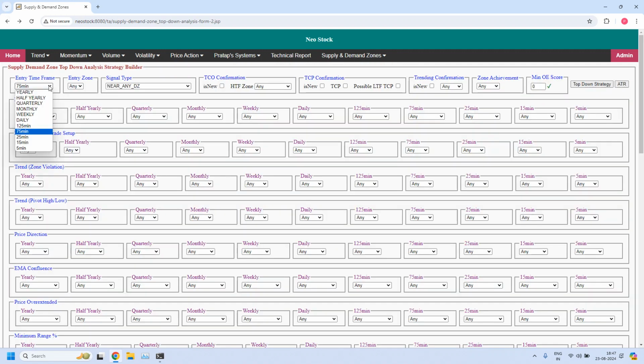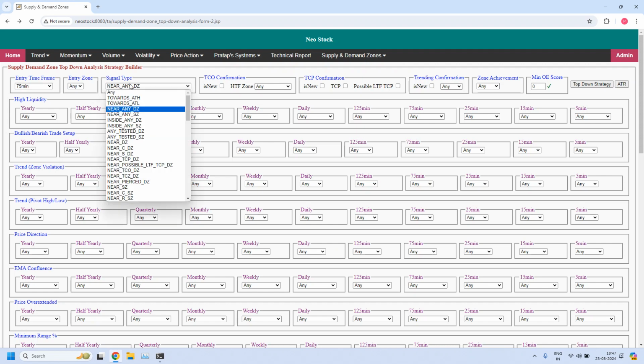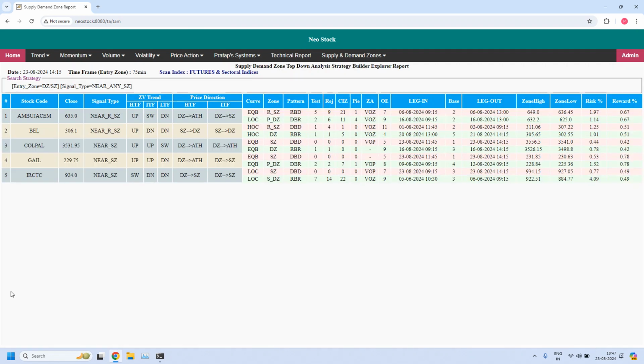The next, for 75 minutes time frame, let us find the stocks near 75 minutes supply zone. 5 stocks are filtered. So let's identify high liquidity zones from this list. First one is not a valid high liquidity zone because it is a pierced zone, so it's not valid. The next one is BEL.